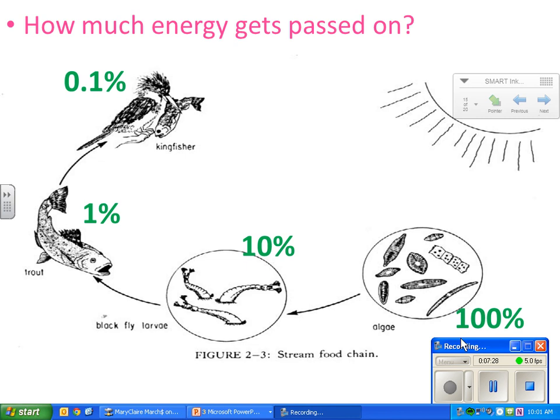Here's the visual again for how much energy does actually get passed on. If it starts at 100% here in the algae, only 10% is transferred to the larvae. 10% again is transferred from the larvae to the trout, and from the trout to the kingfisher, and you can see it decreases as it goes up the trophic levels.